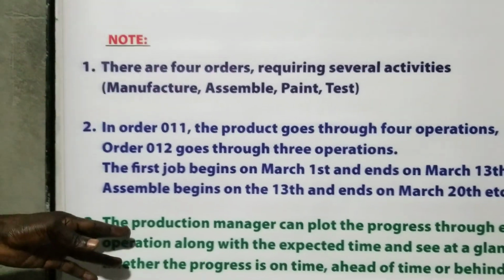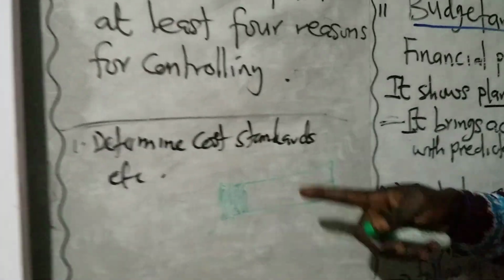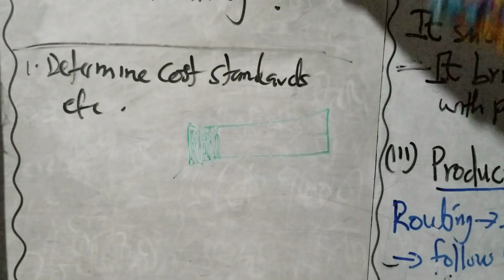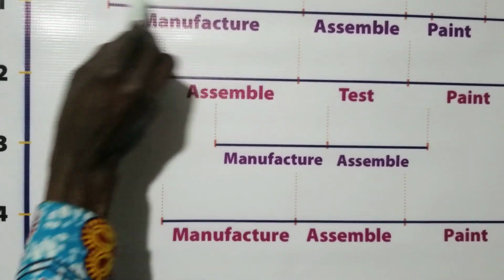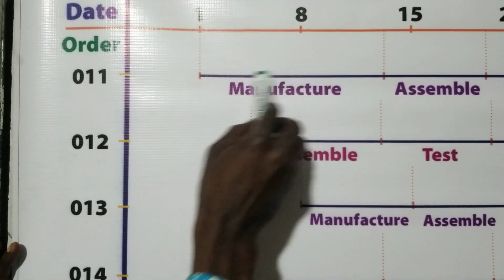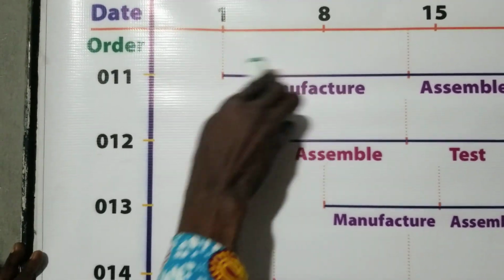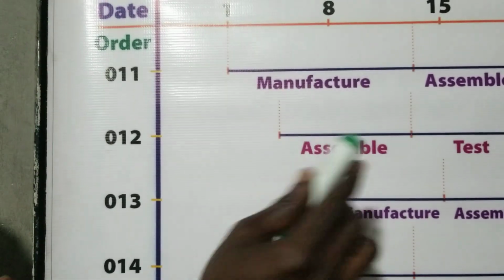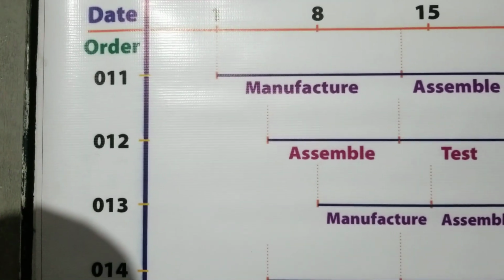Then he said the production manager can plot the progress. So that was what I was plotting here. I didn't want to use the marker here in order not to spoil this one. So I would have been painting like this. That means if you were around, I would have been using the marker so that after that you wash it. I don't have any water here. So if I wash it, it may affect this one, so I don't want it to be affected. So that was why I demonstrated there.